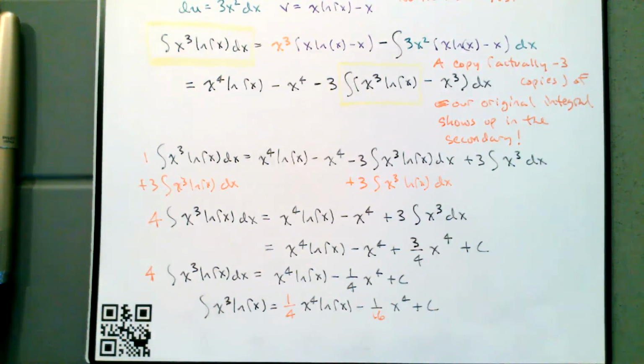The other reason it doesn't make any sense to say, why would you do this when the other way is faster? Because what's even faster still is to recognize that we know that the integral of x cubed natural log of x is 1/4 x to the fourth natural log of x minus 1/16 x to the fourth plus c. Why would we write anything down? We already know what the answer is.